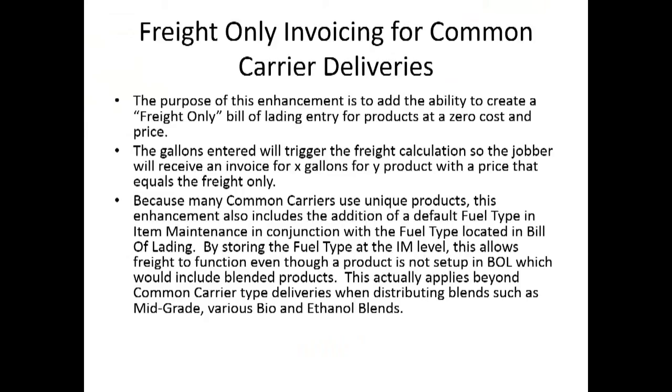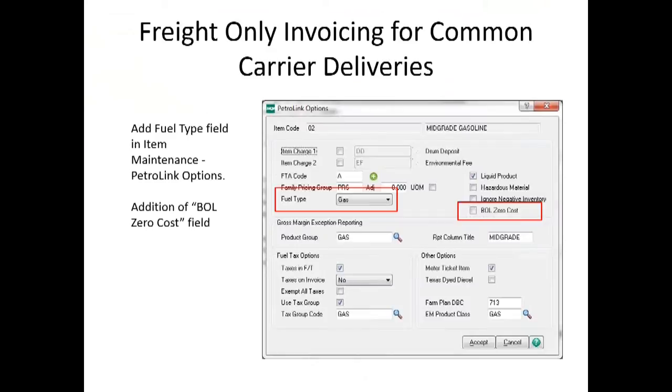So down in the weeds, what we've done is we've added to the Petrolink options for inventory a new fuel type field. From there you can drop it down and make different selections of the fuel type, as well as a checkbox for the bill of lading zero cost. This will allow this item to be processed on the bill of lading with no cost associated with it.